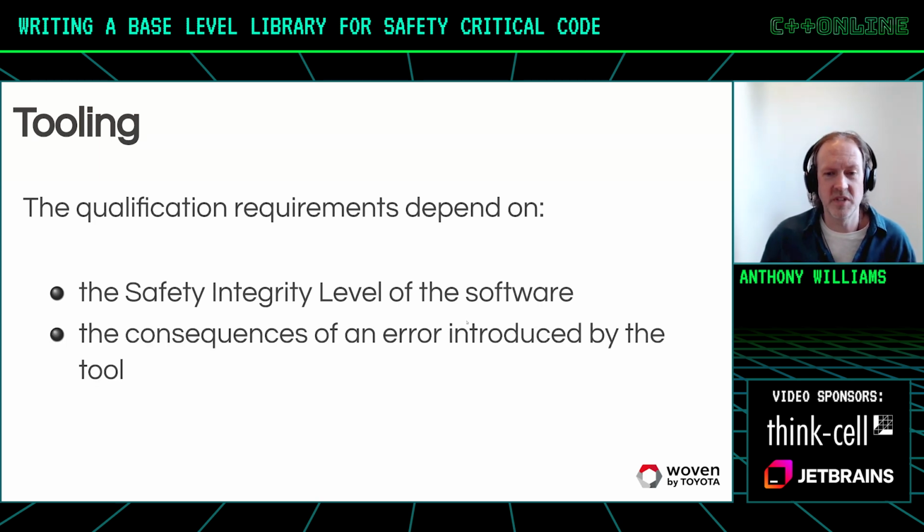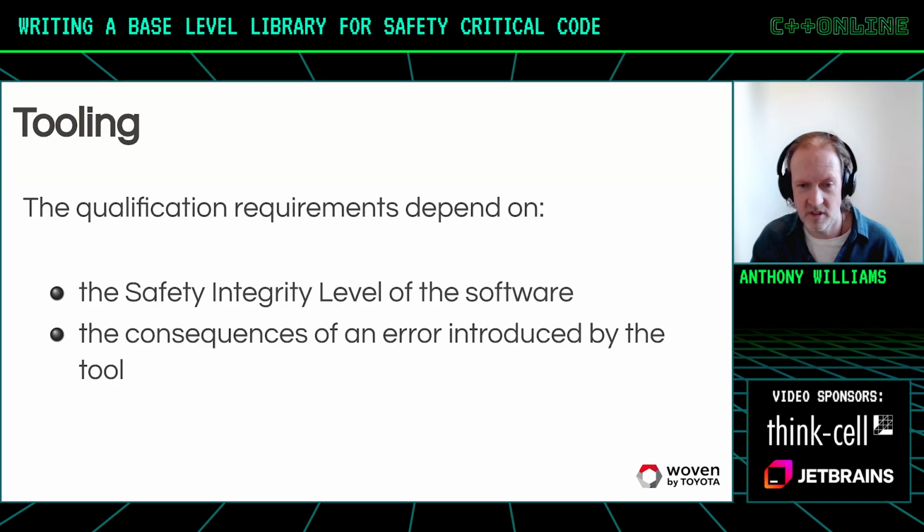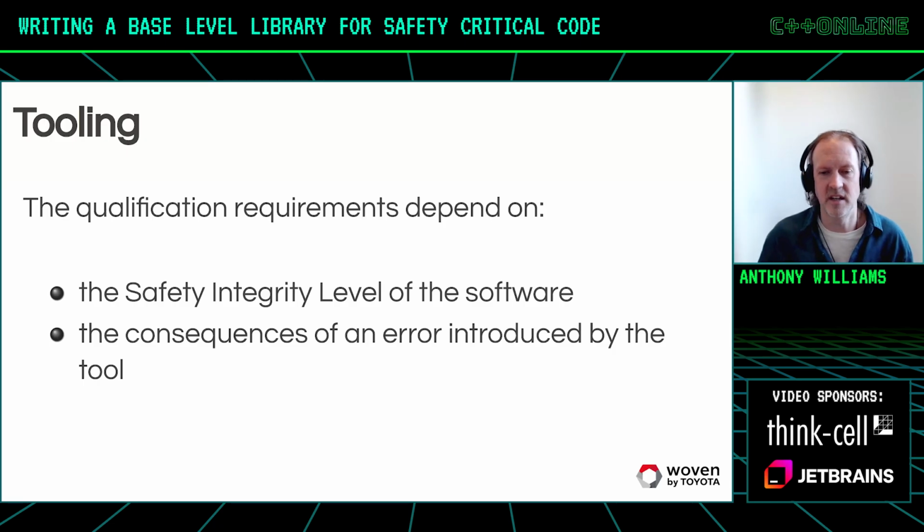And then there are the consequences of an error being introduced by the tool. If the compiler goes wrong, then the consequence is that your software actually does the wrong thing. Whereas if the static analyzer goes wrong, then it just doesn't tell you about something that you may or may not have done. It doesn't directly affect the behavior of the software. I'm going to stop there for a second because I see that there are some questions.